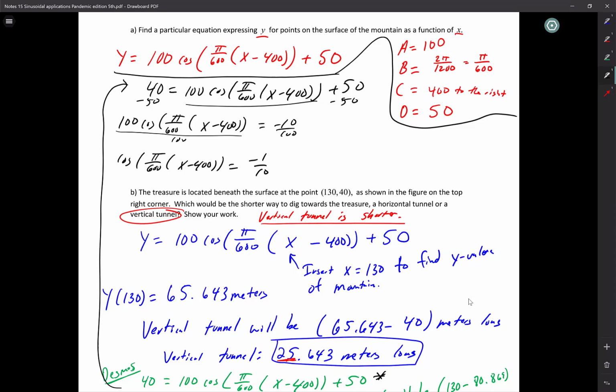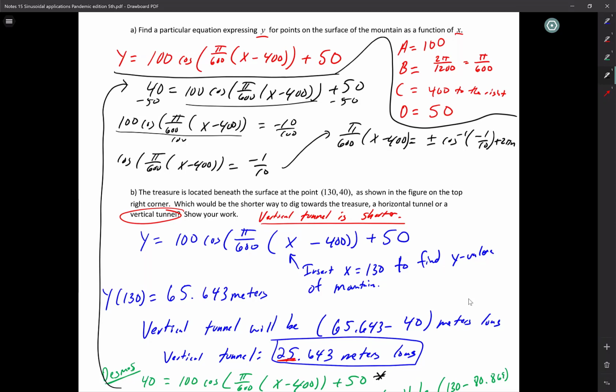And now I want to get rid of the cosine, so I'm going to do arc cosine or inverse cosine. So I'm going to have pi over 600 x minus 400 equals plus minus arc cosine of negative 1/10 plus 2 pi n. And no, you're not going to add 2 pi n eventually. Well, the period is going to come out to 1200 n, which is the period. That should not surprise anyone. But you're not going to be adding anymore because the tunnel is not repeating after every mountain.